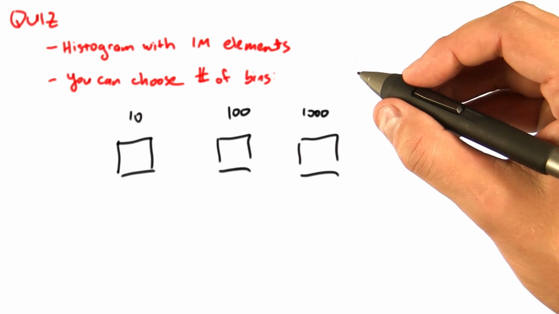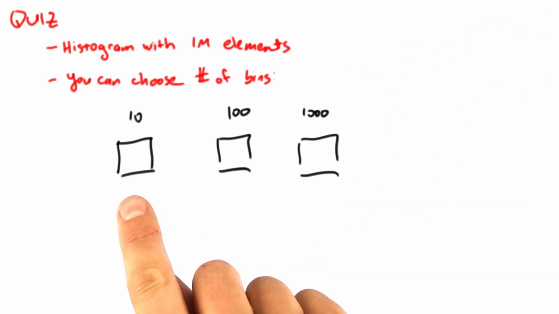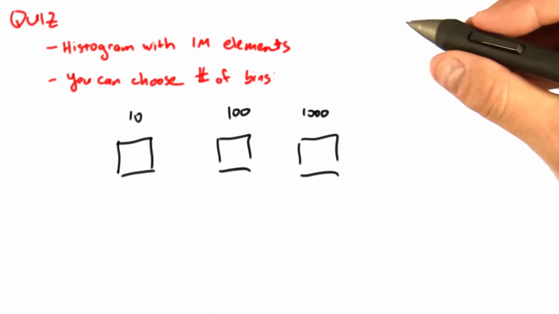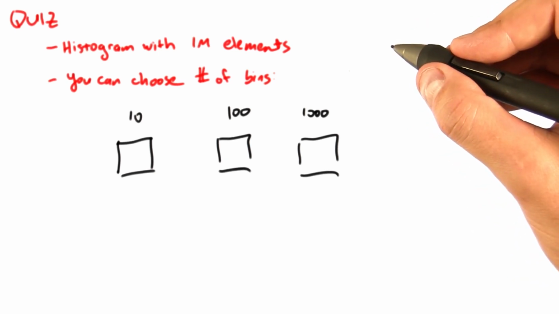So let's say you have 1 million measurements with which you'd like to calculate a histogram. You can choose to have 10 bins, 100 bins, or 1,000 bins in your histogram. If you use the atomic method, which will most likely run fastest?